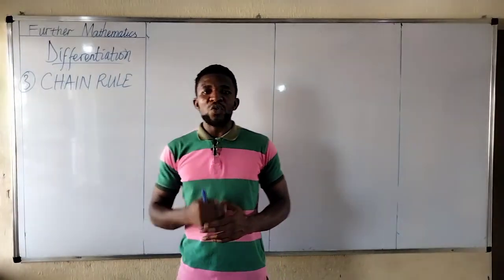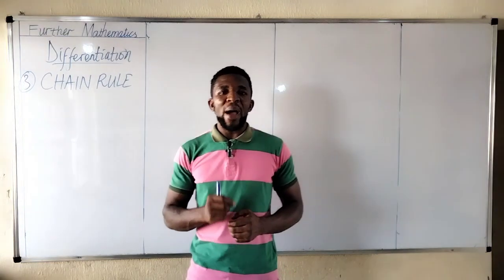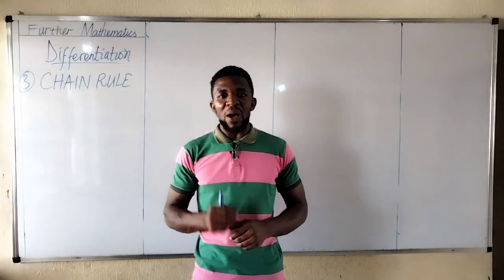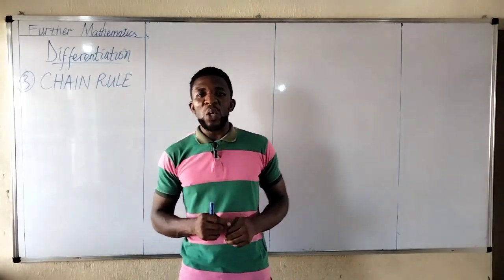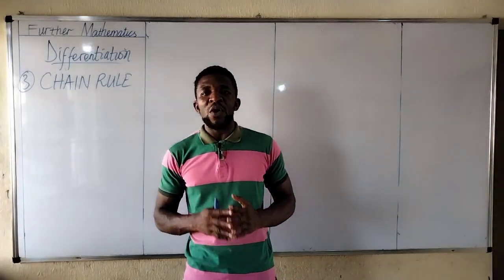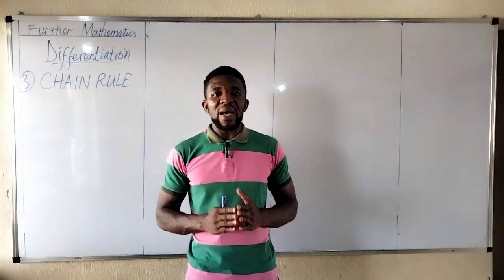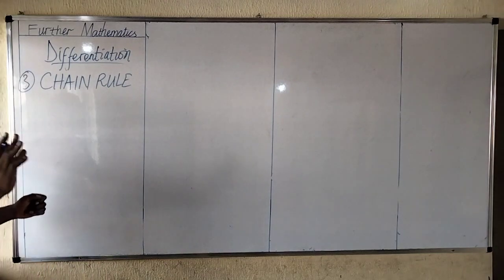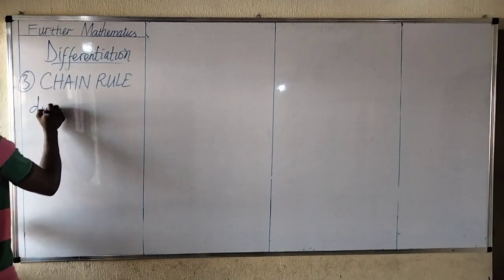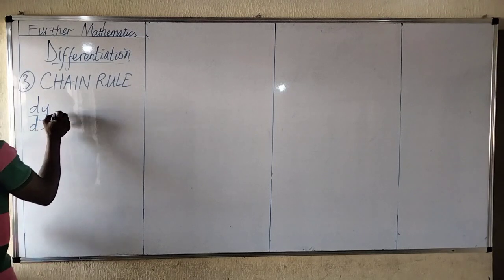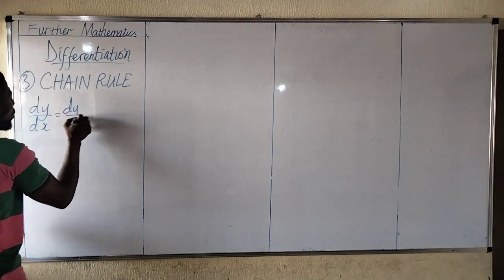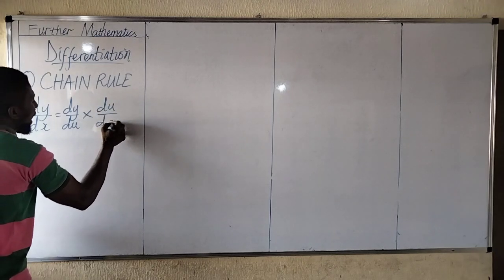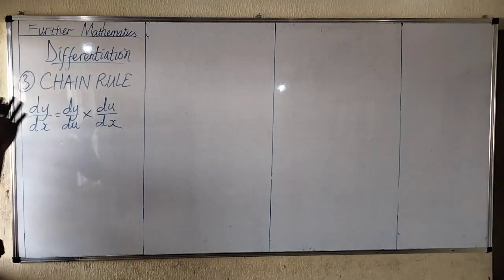Chain rule is a method used when we have more than one term expressed as a unit and raised to a single power. I repeat, chain rule is a method used when we have more than one term enclosed as a unit and raised to a single power. Alright, the formula goes thus: dy over dx equals dy over du times du over dx. This is the general method of chain rule.